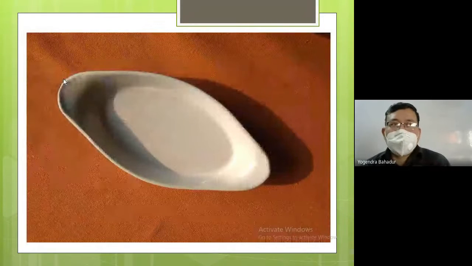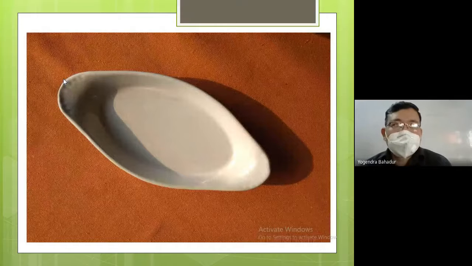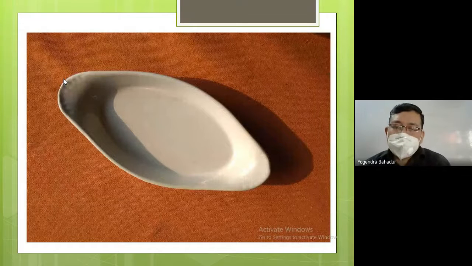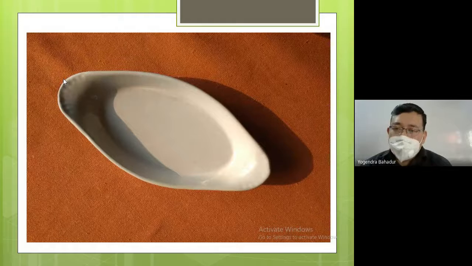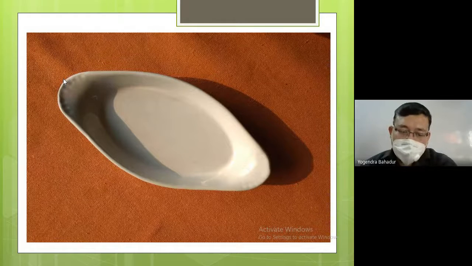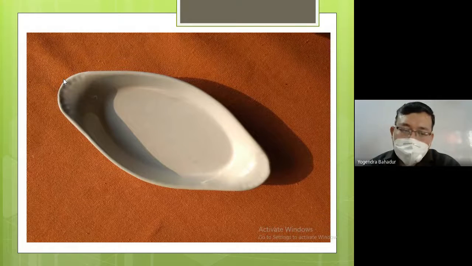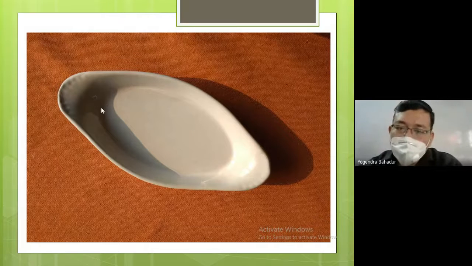This is basically made up of ceramic or bone china. It is basically the oval pasta dish. It is also called oval as its shape is oval. It is also called the oval pasta dish.